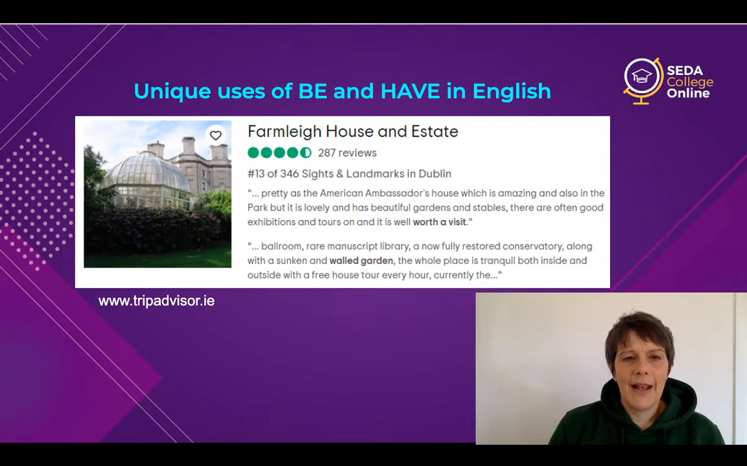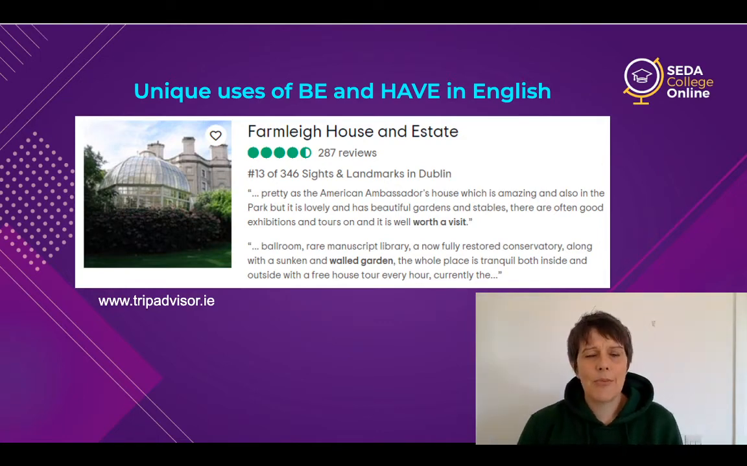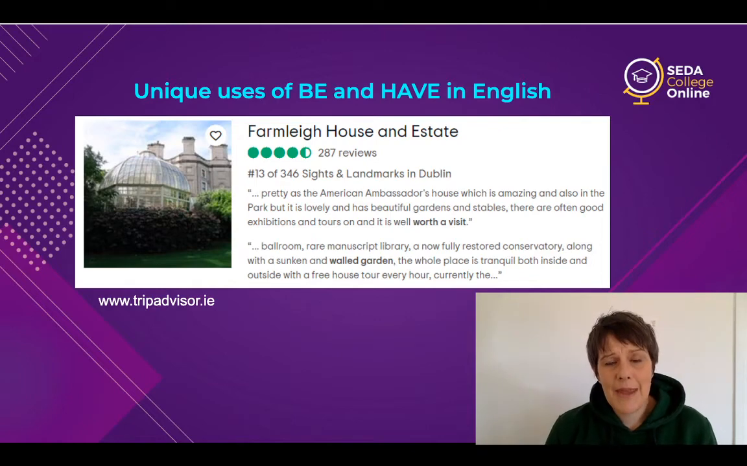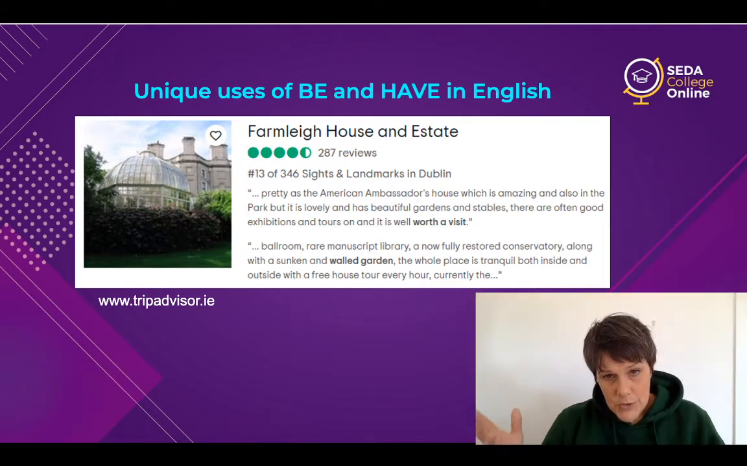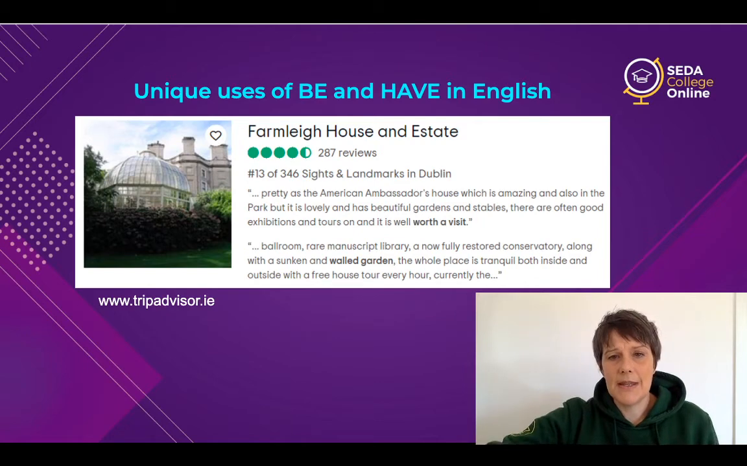So I know it's difficult to exactly pinpoint when you use have and when you use is, but my point is that there's a prevalence of the be verb when you're describing places and things, and a lack of use of have. But of course we do use have sometimes, as you can see here.